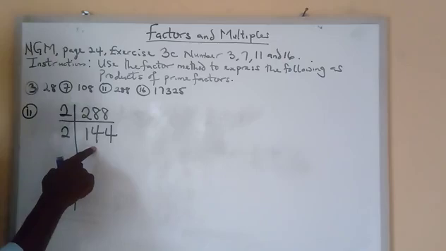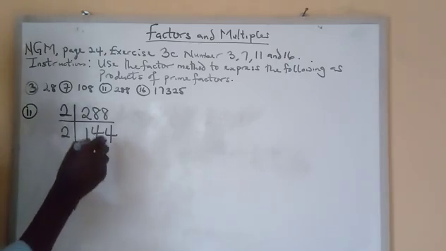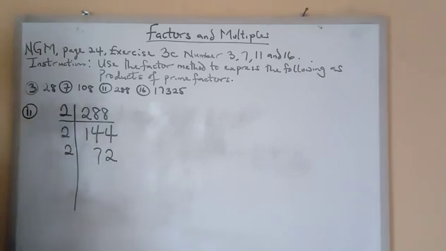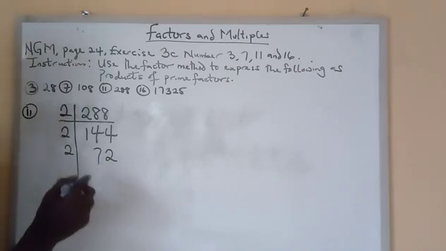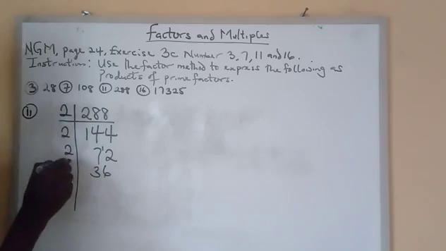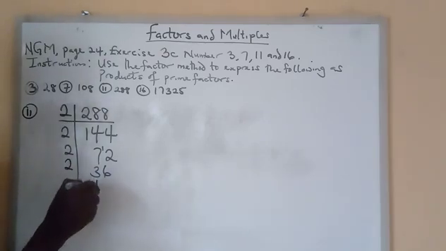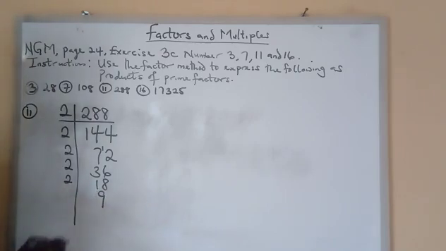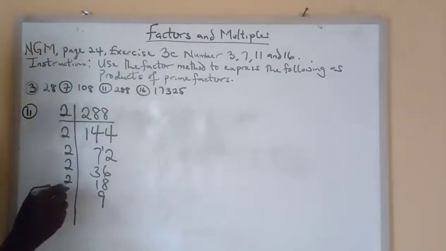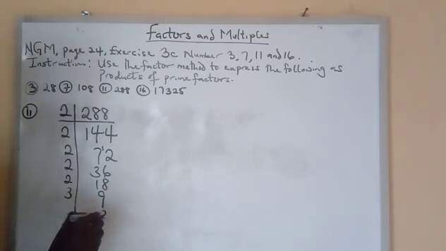2 into 72, 36. 2 into 36, 18. We can still use 2. 2 into 18, 9. Can we still use 2? No, 2 is no longer a factor of 9. So we use 3 instead. 3 into 9, 3. Then 3 into 3, 1.